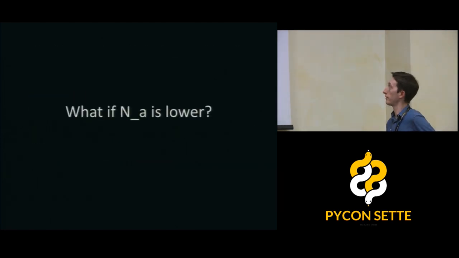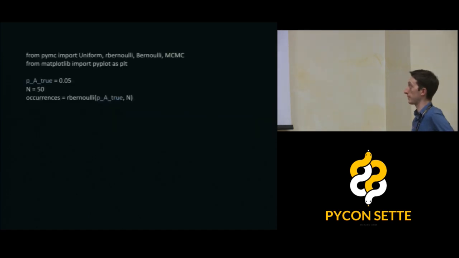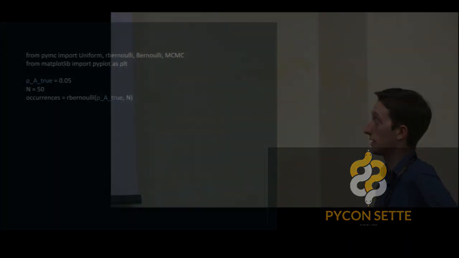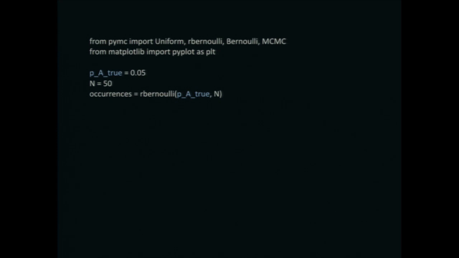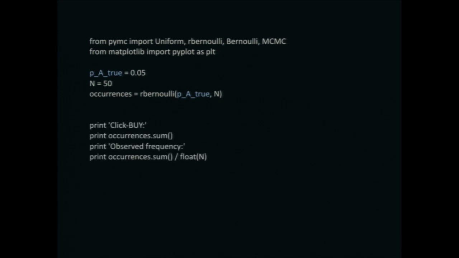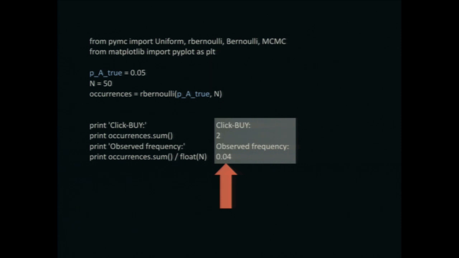So what if the number of users on page A is lower? How does it change the experiment? Let's say the same as before. We have the same probability, but we only have 50 people. So we do the sampling part. In this case, 2 people clicked, so the observed frequency is 4%. Close, but not exactly. But can we really be confident about this result? Because we just have 50 people, so maybe it's not so reliable.